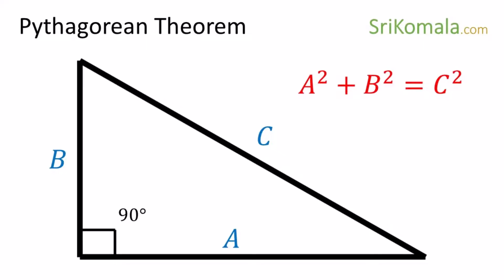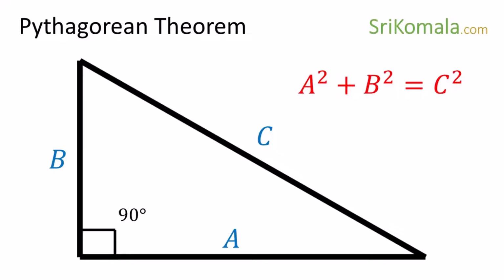I would like to share with you about the Pythagorean theorem. The Pythagorean theorem states that, as you can see in this figure, in a right triangle, the square of A plus the square of B is equal to the square of C. Here, side A is the base of the triangle, side B is the height, and side C is the hypotenuse, or the longer side of the triangle.